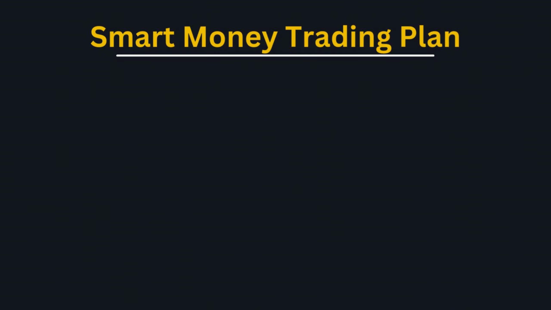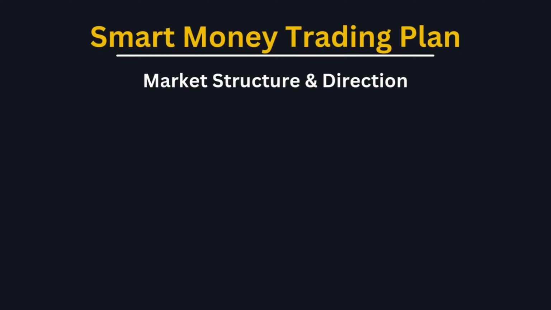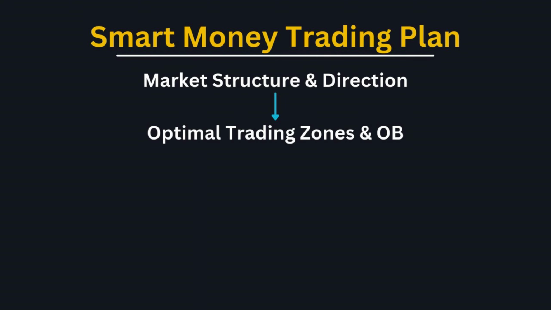Back to the video. In our smart money trading plan, first we have market structure and direction. This involves determining the key levels of the chart structure and identifying bearish, bullish, and sideways markets. Next we have optimal trading zones and order blocks. These areas present on the charts can provide us high probability trade opportunities.